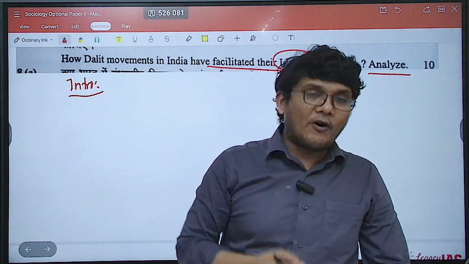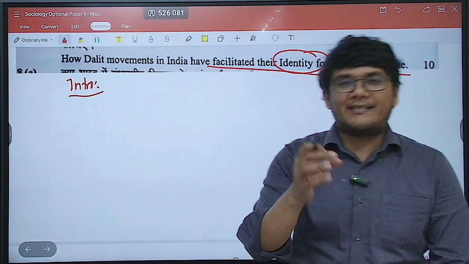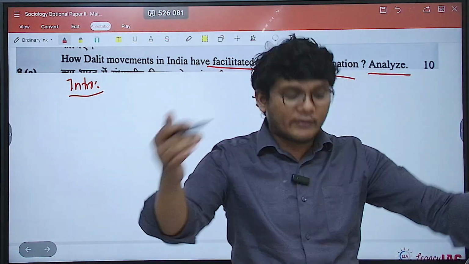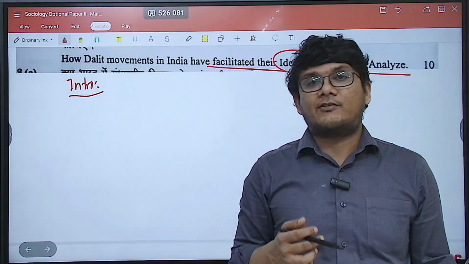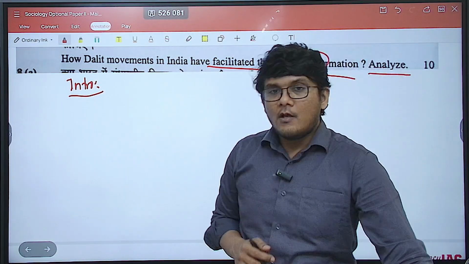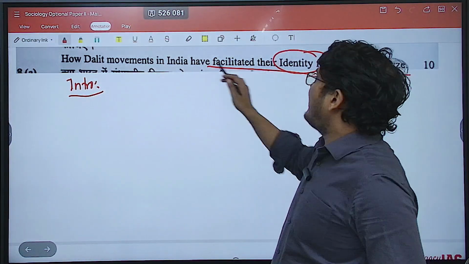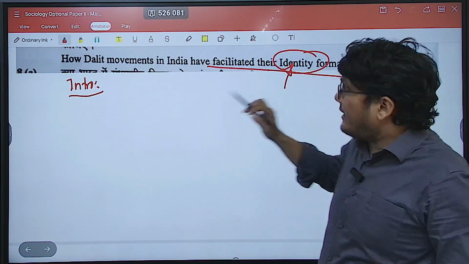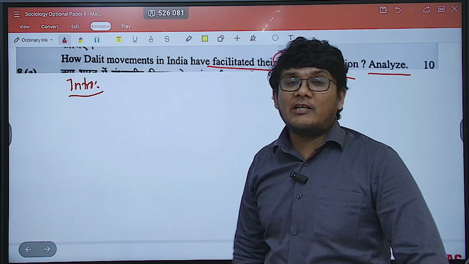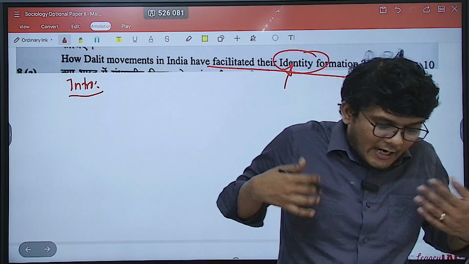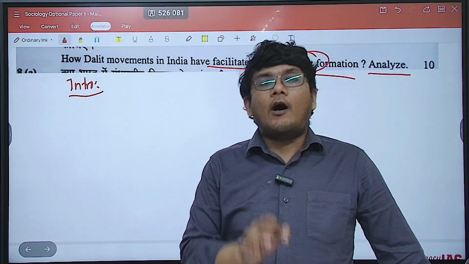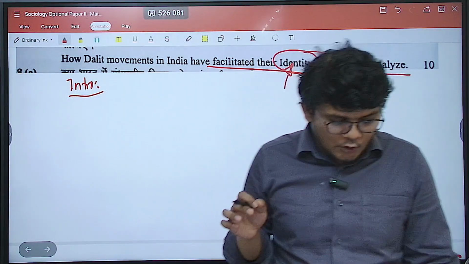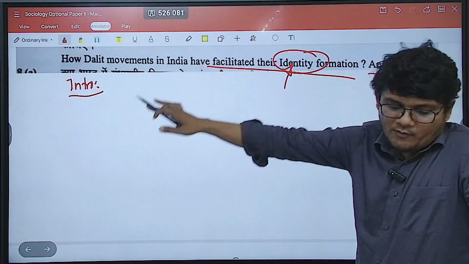Now, the word Dalit means the oppressed. So they wanted to be known as the oppressed class, so that people know they are the ones who are oppressed. I hope that's clear. So that is why the Dalit movement started. Now it is going to facilitate their identity formation. Why? Because the reason to start the movement itself was to establish their identity. That is why these movements were brought in.